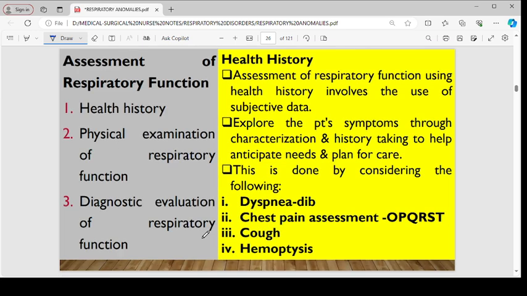We can also do the assessment of the respiratory system, and in assessment we have to get a detailed health history, perform a physical examination, and carry out some diagnostic tests.